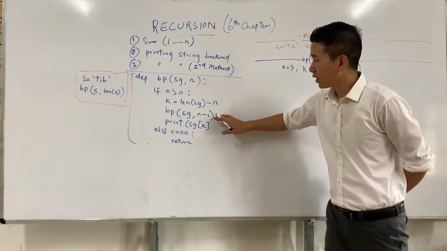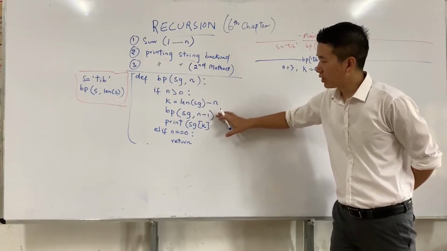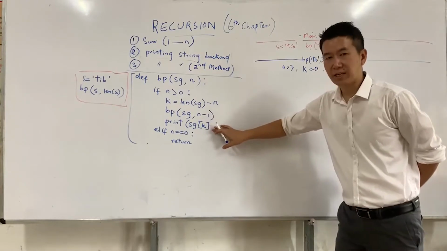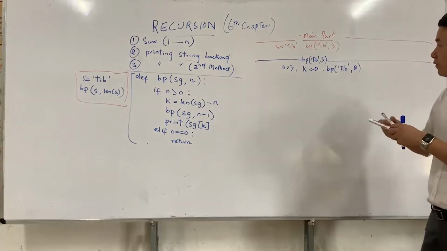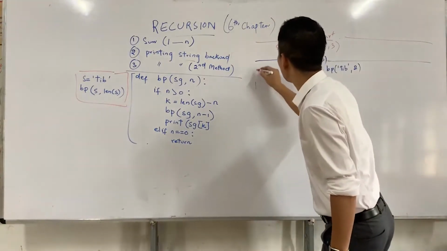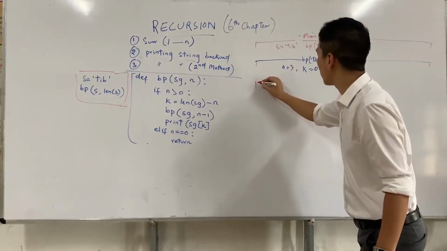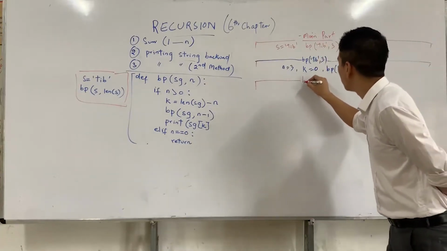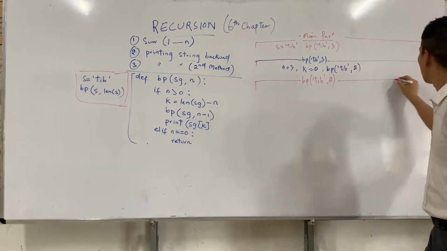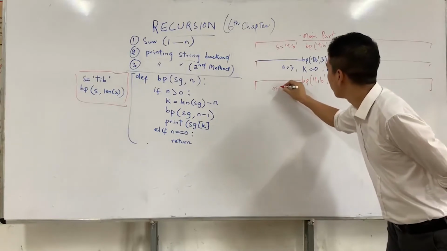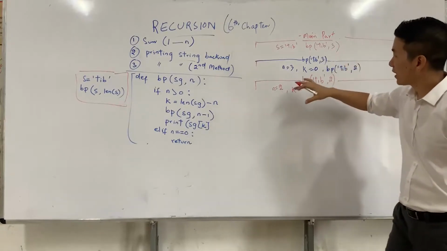Unless and until the complete function of this call is executed, it will never move on to the next statement. Since we now have the function call, another frame will be created. I'm drawing these to look like frames, and then you will have another call. This will be BP, TIB, and then you will have 2 again. The value of n will be 2 this time.